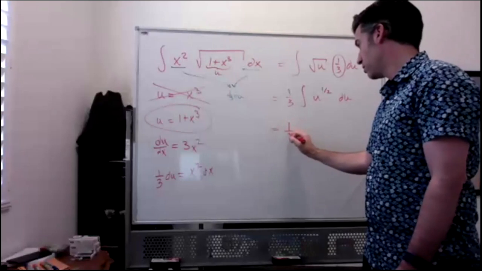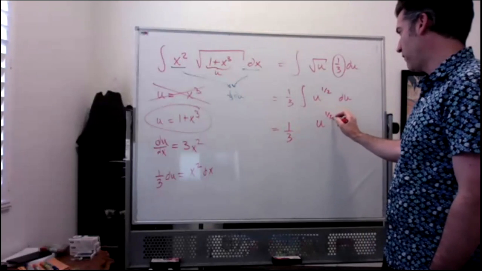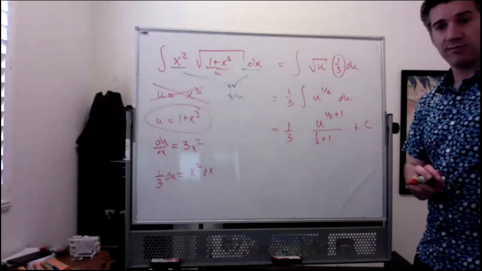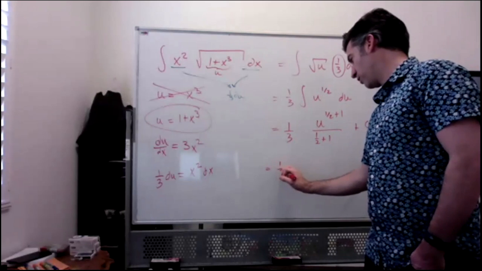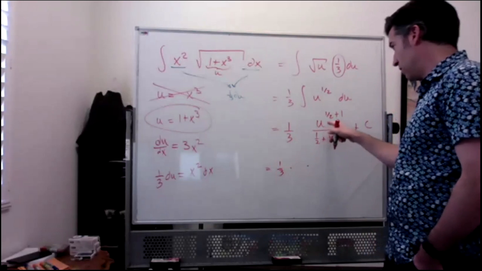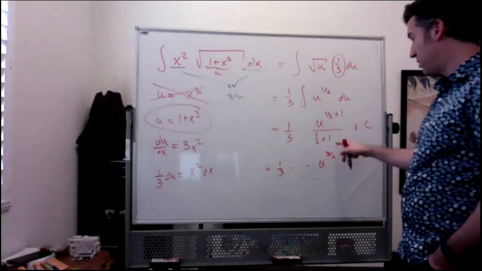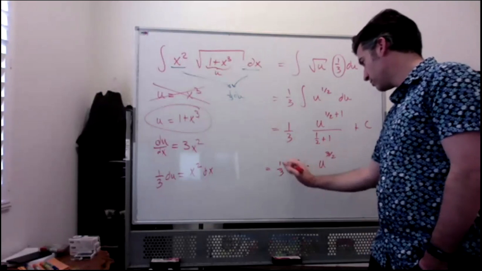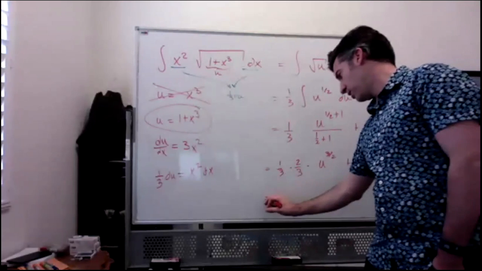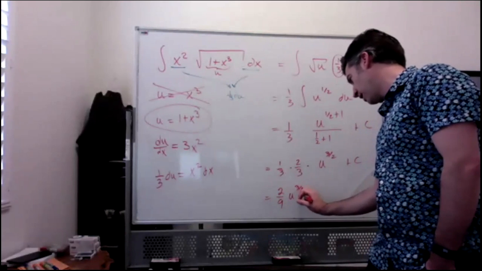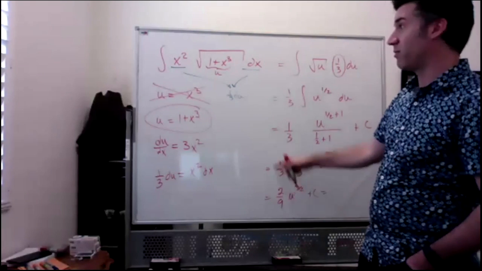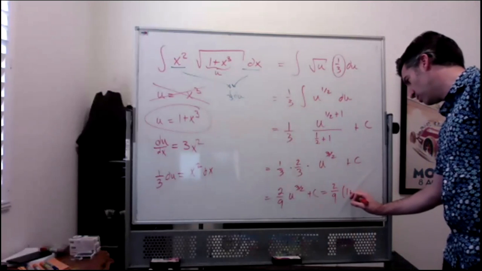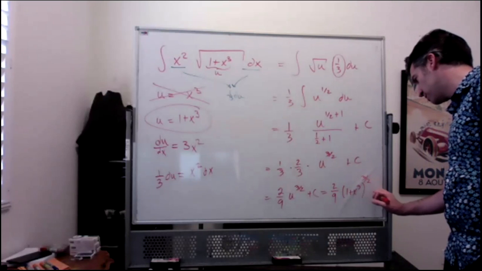The antiderivative of u to the 1/2 is u to the 1/2 plus 1 divided by 1/2 plus 1, plus c. I'm going to simplify. It's going to be 1/3 times, I'm going to leave myself some space, 1/2 plus 1 is 3/2. And dividing by 3/2 is the same as multiplying by the reciprocal, which is 2/3. So I end up with 2/9 times u to the 3/2 plus c. And then I can finally plug back in that u is equal to 1 plus x cubed. So my final answer is 2/9 times (1 plus x cubed) to the 3/2 plus c.